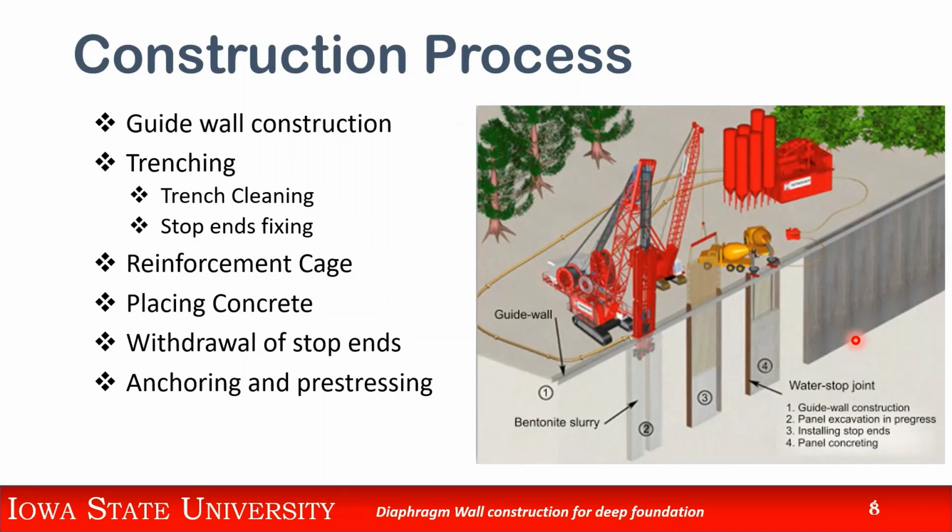Now the construction process. The diaphragm wall construction happens in many steps, and the first step is to know where you're going to construct your diaphragm wall. For that, you have to have a guide wall. Now the guide wall's objective is to fix the alignment, to give the instrument an idea. You can see the crane here, to give this crane instrument an alignment where it has to go, how deep it has to go. So that guidance is given by the guide wall, as it mentions.